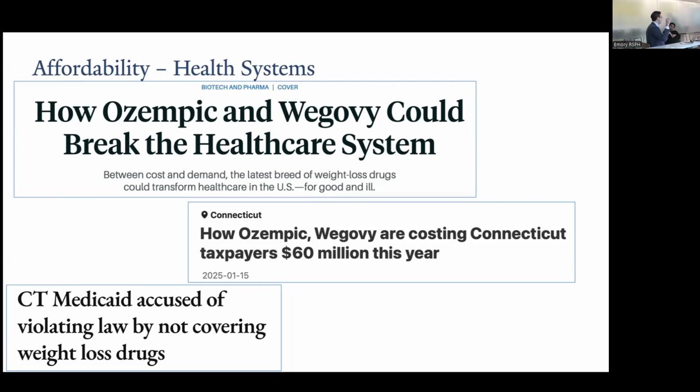But the degree to which the demand is outstripping the ability to pay is pretty staggering. And then there's the complexity of whether these medicines are approved for diabetes or for weight loss. In some states, state Medicaid can cover both. In many states, they can't.